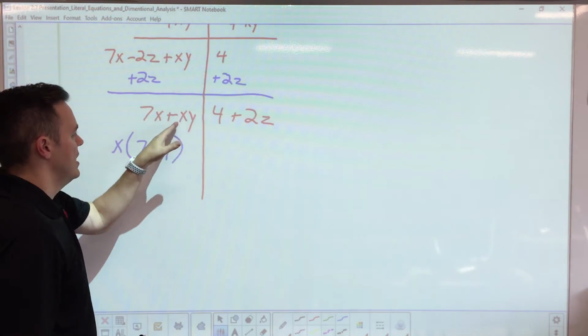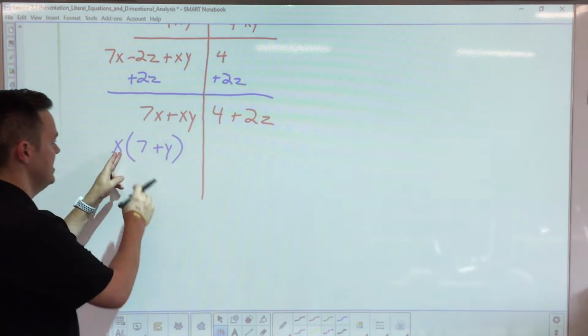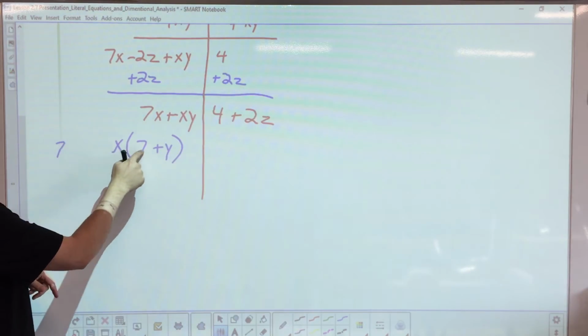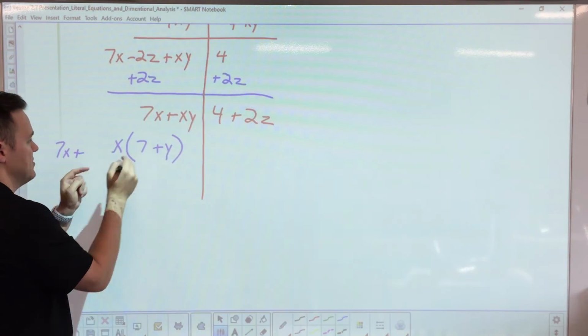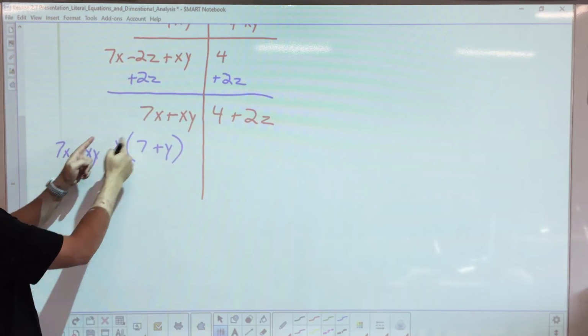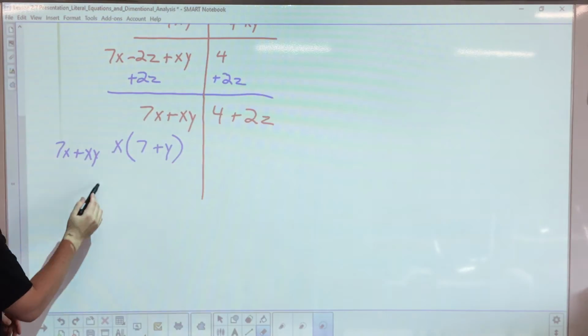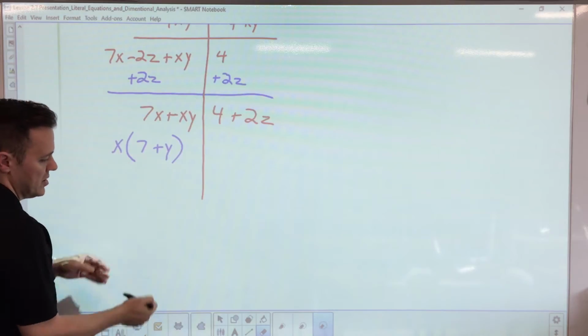So, think about it backwards. If I asked you to distribute this x into the 7, what would it be? It'd be x times 7, so you'd write out 7x plus x times y, xy. See the same thing right there? Okay, so this is what we're doing with that, all right? That is how you do that. You could pull an x out and put it around a bracket.